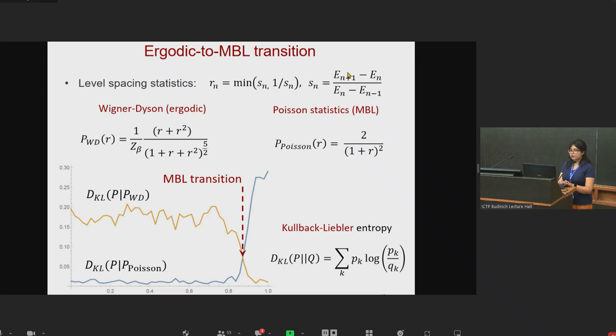Here we have plotted the Kullback-Leibler divergence between the level spacings that we receive from our algorithm and the Wigner-Dyson and Poisson distributions respectively. And we see that these two curves cross at a certain point of time. And this point of time is actually the quantum critical point that marks the transition of our system from the ergodic to the MBL phase.